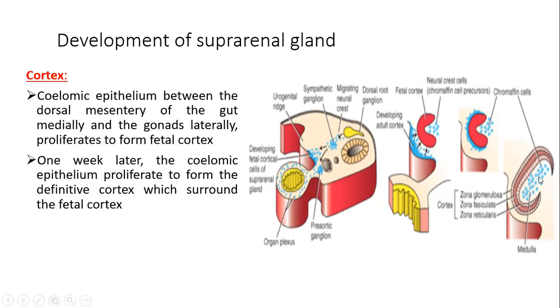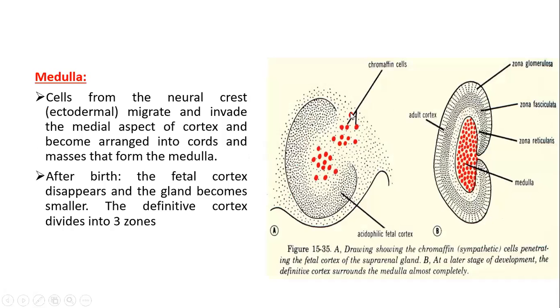the medulla. So if you see here again, these are the chromaffin cells migrating. These are nothing but the neural crest cells. They're coming here and they form the medulla part. Okay, and here is the fetal cortex, this is the adult cortex. Now this whole thing will be replaced by the adult cortex. So this is the adult cortex, and it will have 3 zones: zona glomerulosa outside, zona fasciculata in between, and the innermost will be zona reticularis. These are the 3 zones, and this is the medulla part.